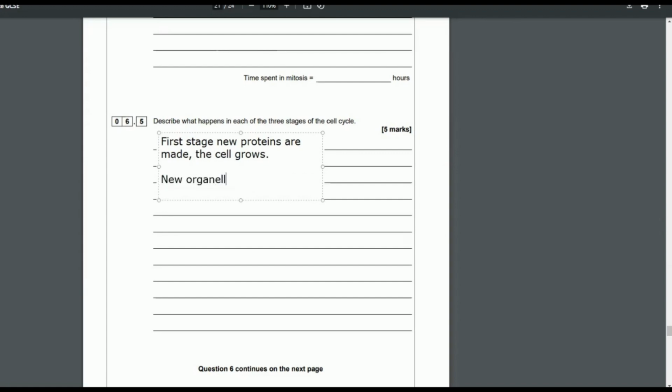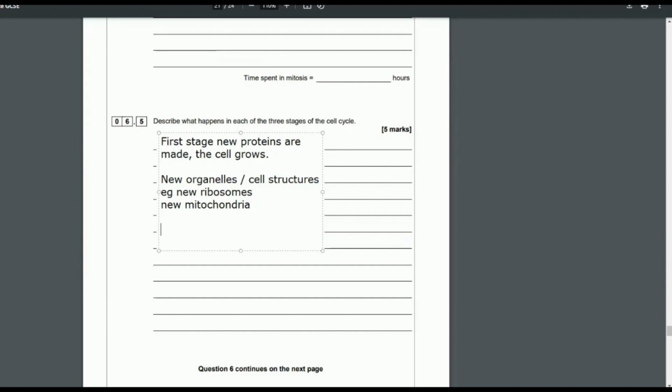New organelles. You've probably heard of new organelles, but you can just say new cell structures, e.g., new ribosomes. You're going to split in two. Imagine you were going to split in two. You'd need 2 hearts, 4 kidneys, 4 lungs, because you're going to split in two. So the cell has to make new ribosomes, new mitochondria. Before it splits, it's got to double everything. So that first stage is really long because it has to make protein, ribosomes, mitochondria. And then it also needs to double the DNA, the genetic code, the chromosomes. And that's all in the first stage.